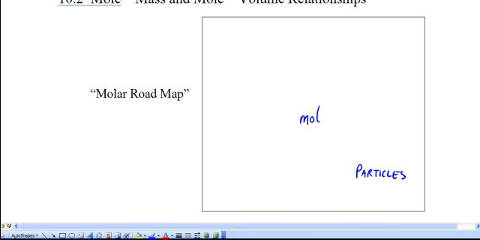Now, particles can be anything like atoms or molecules or ions, or we can just call them particles. They can be formula units. Anything that's at the atomic or molecular level would be considered a particle. Some people call them a representative particle.